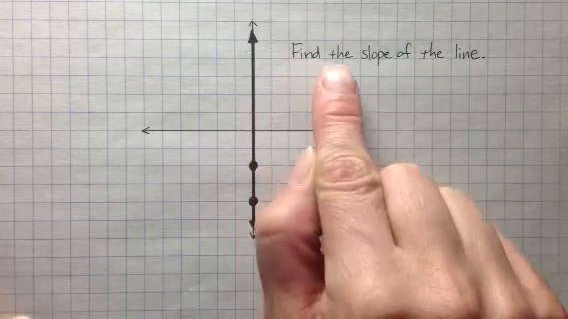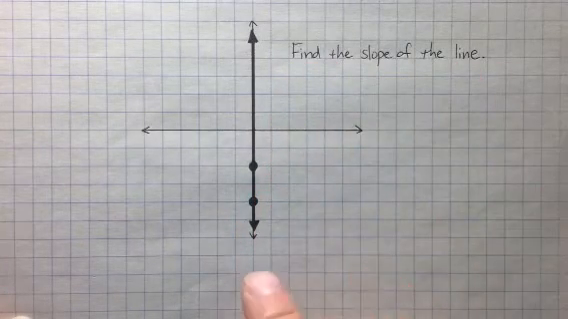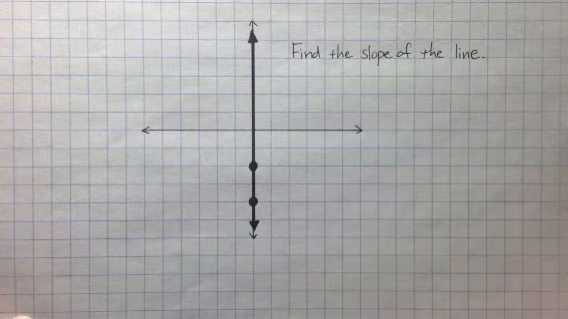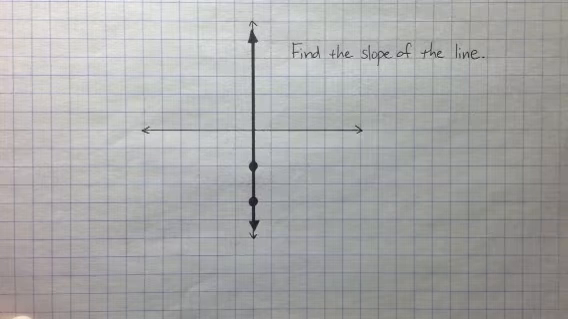The directions read, find the slope of the line. This line is a little hard to see. It's actually the y-axis. It's a vertical line. So all vertical lines have the same slope.